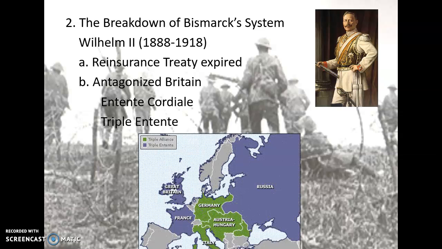And then we have the Triple Entente. This was an alliance between Britain, France, and Russia. As you can see from the map below, the two sides are now formed. Britain, France, and Russia form the Triple Entente, and then Germany, Austria-Hungary, and Italy form the Triple Alliance.